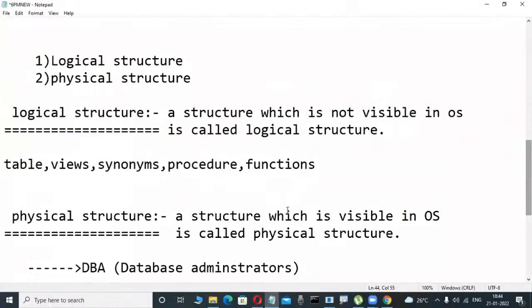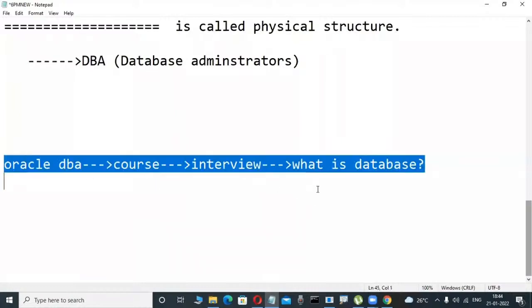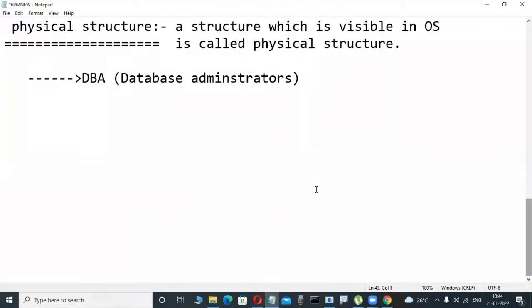Suppose here I'm a developer, not an administrator, for example. So now I'm a developer: a Java developer, a SQL developer, a PL/SQL developer, a Python developer, like that. These developers are attending an interview.